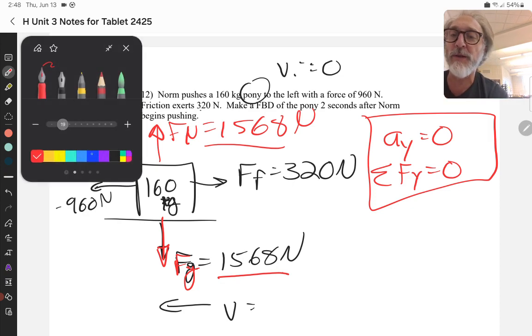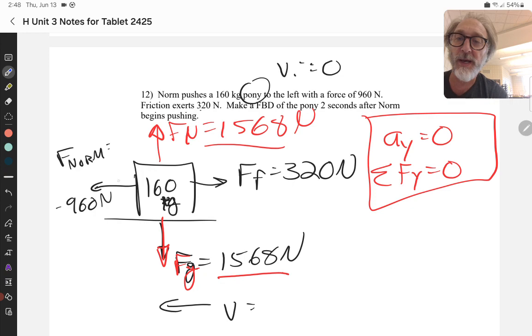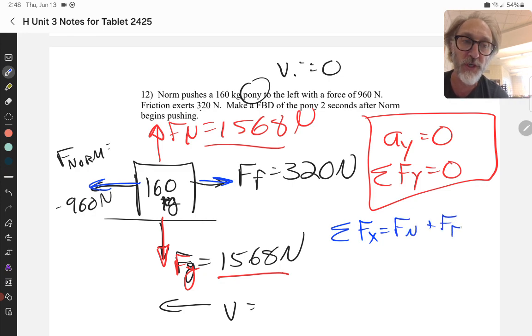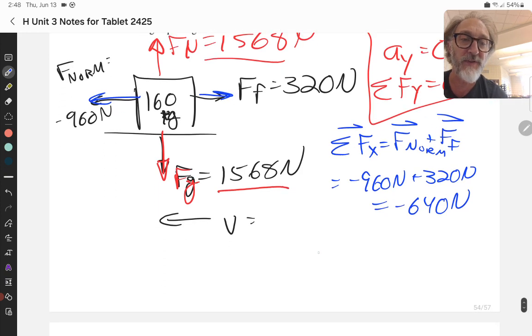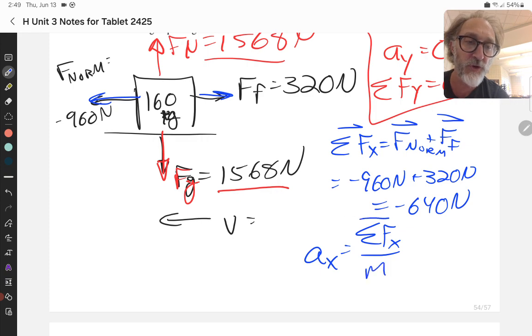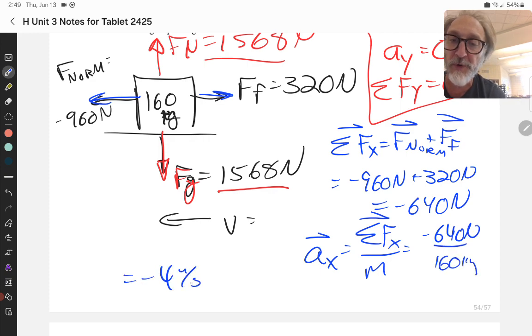All right. So now we have to deal with the horizontal motion. Here we've got 2 horizontal forces, Norm and friction. So my net force horizontally is the force of Norm plus the force of friction. So negative 960 newtons plus 320 newtons gives us negative 640 newtons horizontally. Now I can find my acceleration horizontally by doing my net force horizontally divided by my mass. So that's negative 640 newtons divided by 160 kilograms, which gives negative 4 meters per second squared.